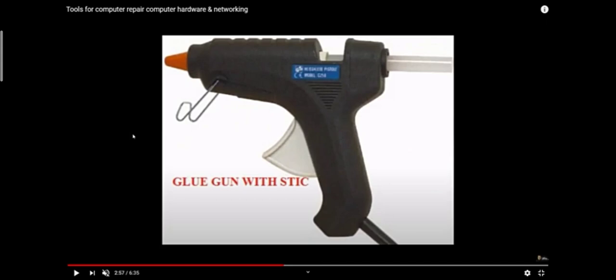Glue gun with stick. Hot melt adhesive and glue guns are used in many industries, with several of them heavily represented.